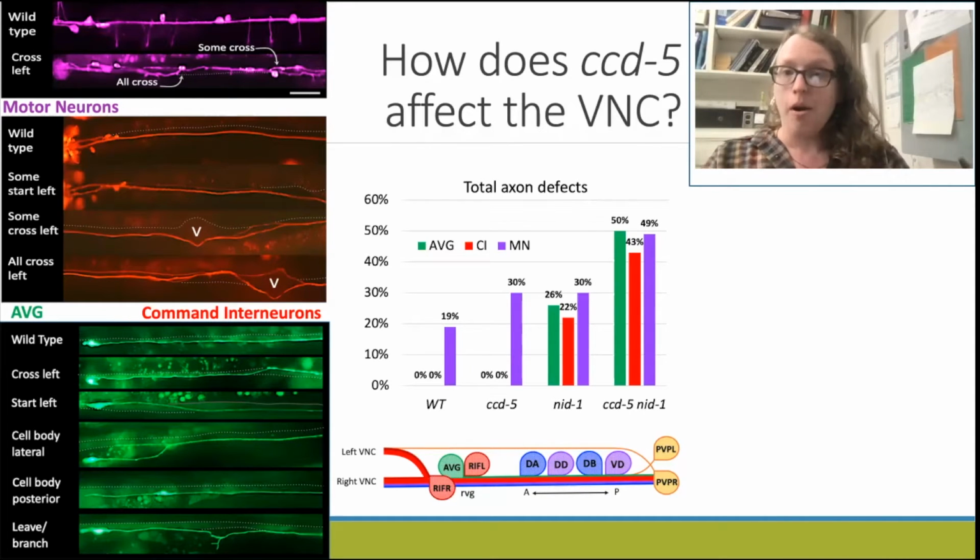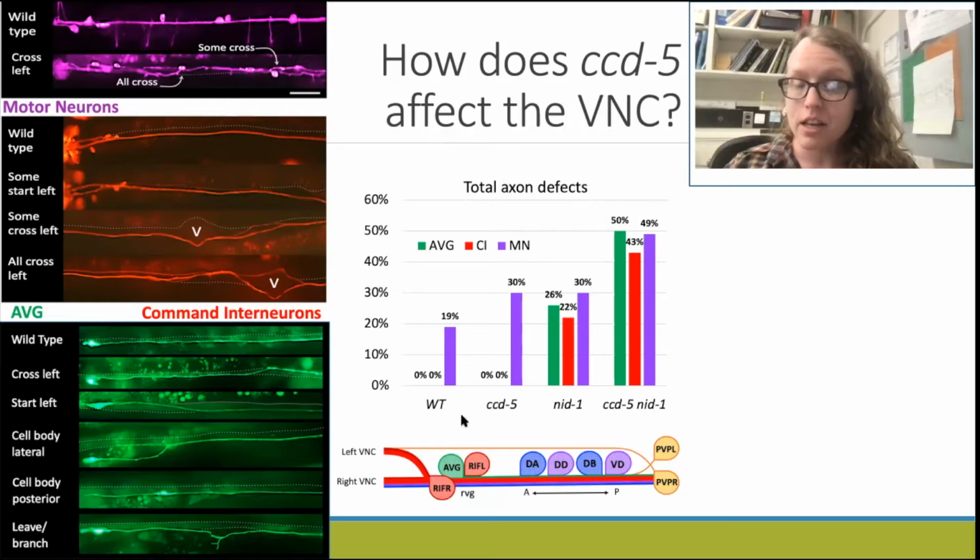So, meet a table. We have entered results time. Here we see the total axon defects in a wild type, a CCD5 single mutant. Remember, all of the stuff we've been talking about was in that nitogen 1 null background. Here's our nitogen 1 single mutant, and here we see our double mutant, which is the one that we care the most about.